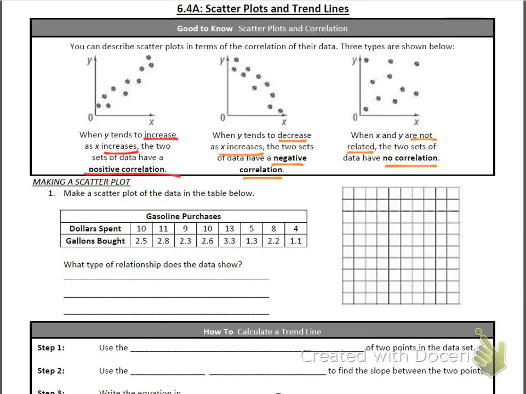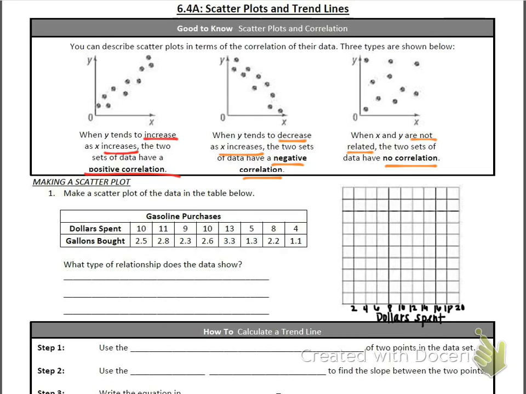Let's have dollars spent be on our x-coordinate. So dollars spent is going to be our x-coordinate. And on mine, I did them by 2s. So we're going to say dollars spent. And then I went by 2s. So 2, 4, 6, 8, 10, 12, 14, 16, 18, 20.